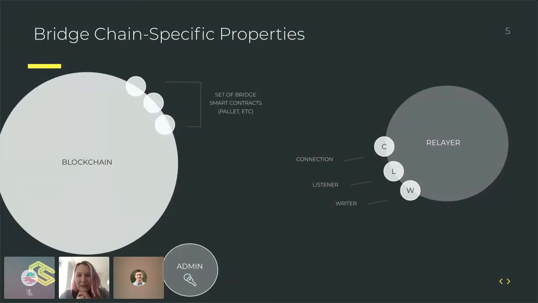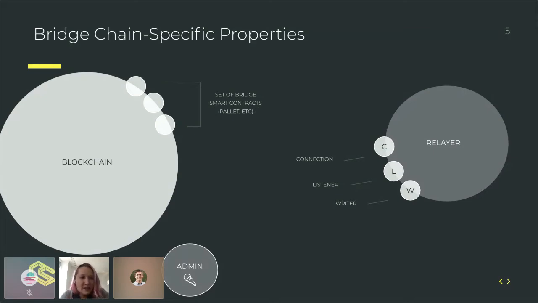Within the relayer, we have 3 components: connection, listener, and writer. Connection allows you to connect to the chain specifically. And when you're passing a message from one chain to another, you will need to get it from one chain and write to another chain. Hence you have a listener and a writer. Listener specifies what events to listen to and how to handle them. And writer is what lets you get processed events and handle calls on chain.